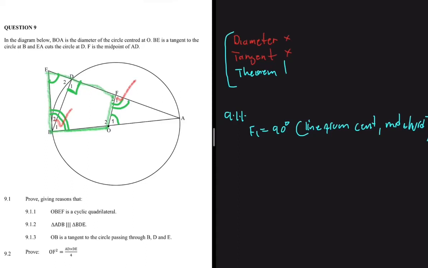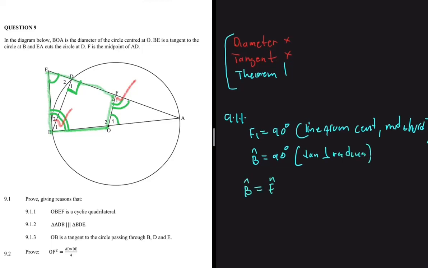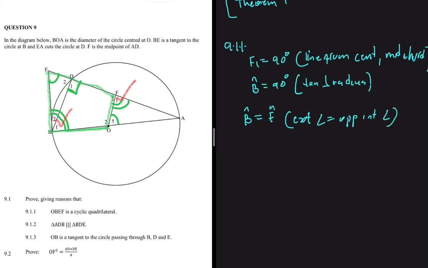And indeed, we can say that our angle B is equal to 90 degrees. And then you might be asking why. Why are we saying that? That is because the tangent will always be perpendicular to the radius, right? So that angle there should be equal to 90 degrees. So since angle B is equal to angle F, we have our cyclic quad because an exterior angle will be equal to the opposite interior angle, as you can see. And then now let's do 9.1.2.